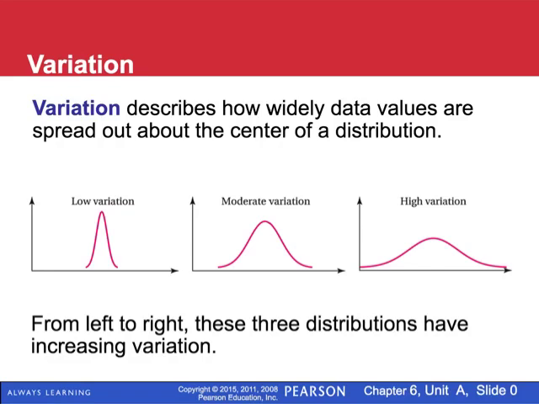And then variation is the next thing after measures of center and symmetry. Variation tells how the data is spread out. A distribution can either have low variation, where it's just really tightly packed in right here, moderate variation, where it's kind of normal, and then high variation, where it's very, very spread out. So we go from low to medium to high variation, and this is what the pictures look like.